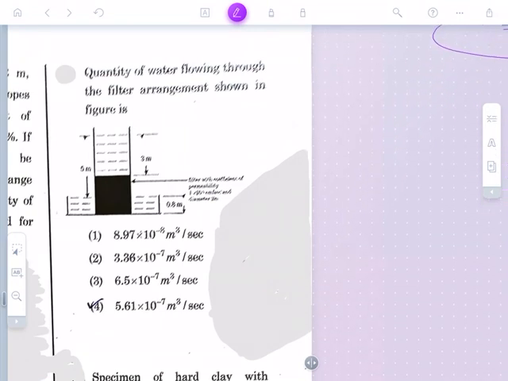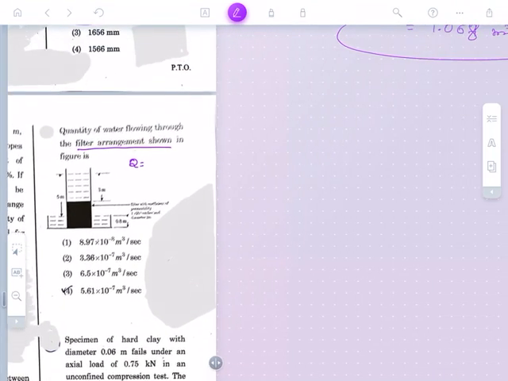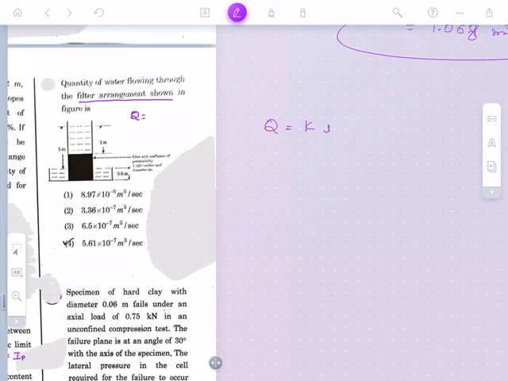a very easy question. The question is a little blurry here, don't mind, I will tell you the data. The quantity of water flowing through the filter arrangement shown in the figure is, so we need to find the quantity of water which is flowing here. For the quantity of water flowing, we can put the formula where Q is equal to KIA. In the question they have given the coefficient of permeability, which is 1 into 10 power minus 5, and the diameter is given, which is equal to 2 meters. We can find the value of Q.